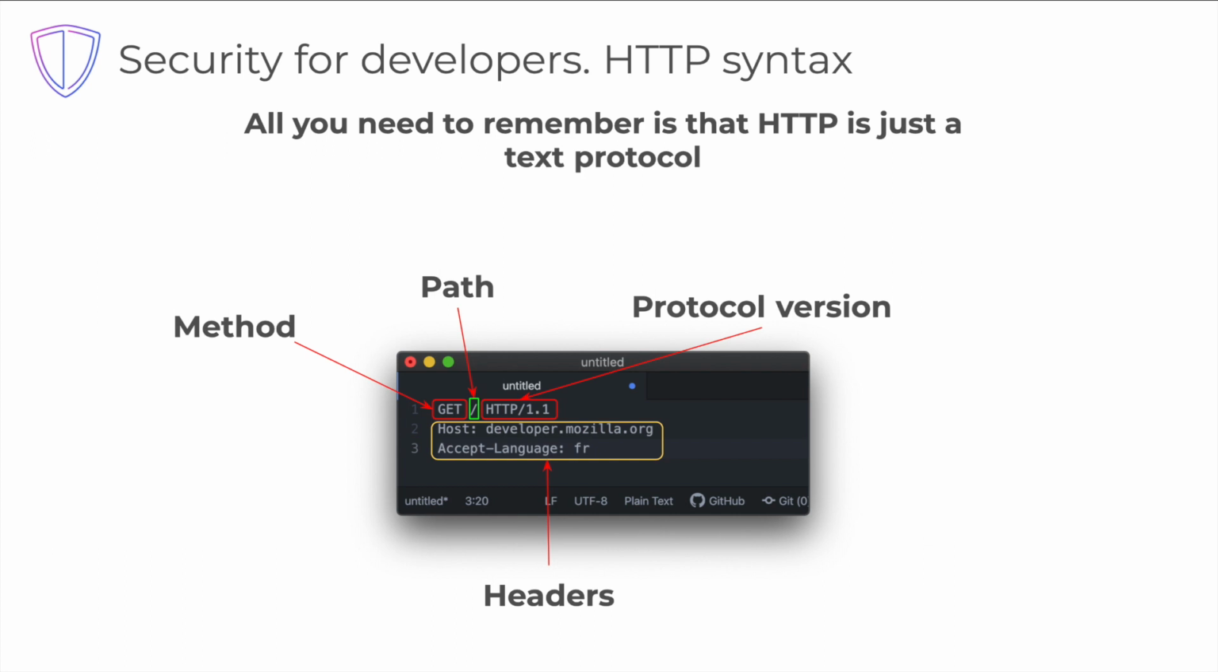Here, besides the method, we also see the path, the protocol version, which may not always be 1.1, and the headers of our request. The first three are always on the same line and separated by a space. After the first line, there is a part with headers that are separated by a line break symbol. And yes, all that you need to remember from this slide is that HTTP is just a text protocol.